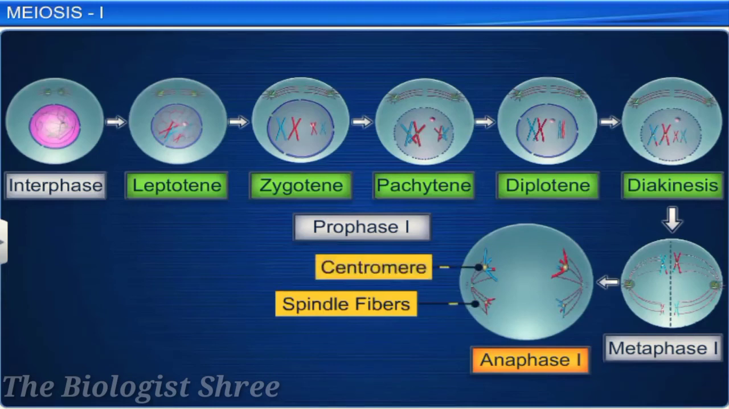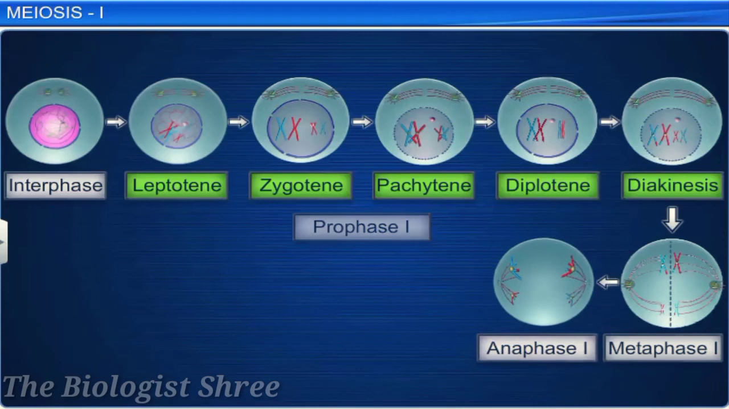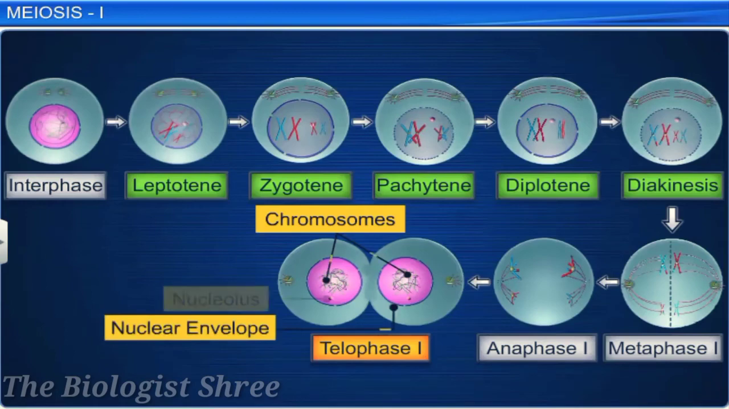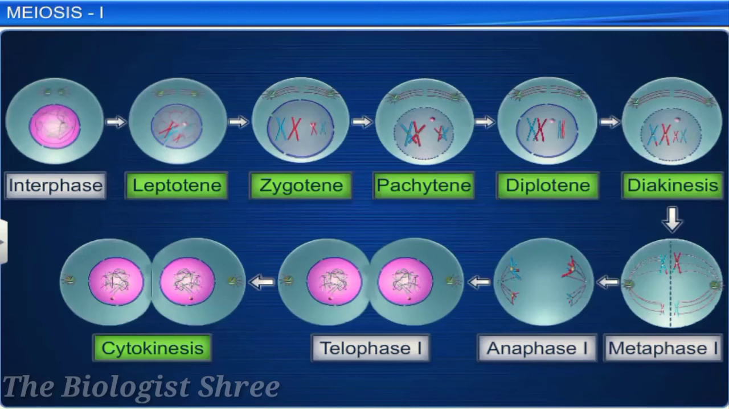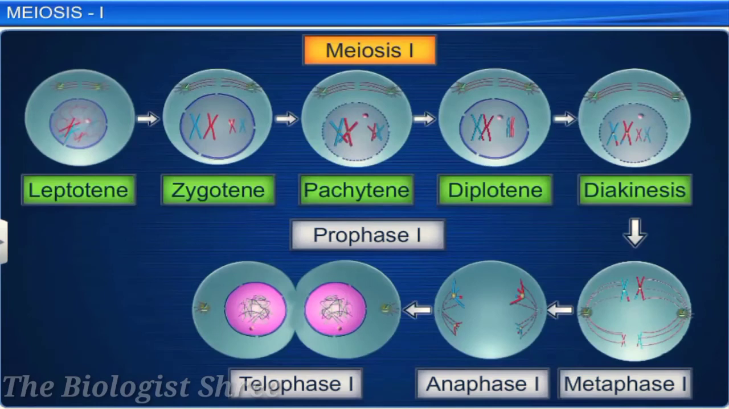This marks the end of anaphase 1, which is then followed by telophase 1. In this phase, the chromosomes are at the poles, while the spindle fibers disintegrate and the nuclear envelope and the nucleolus reappear. Cell division, or cytokinesis, follows telophase 1 and results in two cells referred to as a dyad. Therefore, meiosis 1, which progresses from prophase 1 to telophase 1, results in the formation of two cells with half the number of chromosomes compared to the original cell.